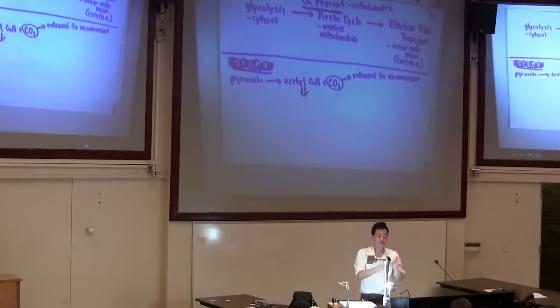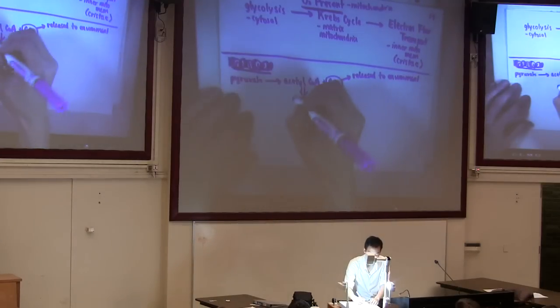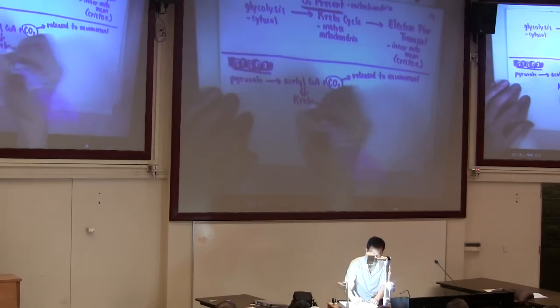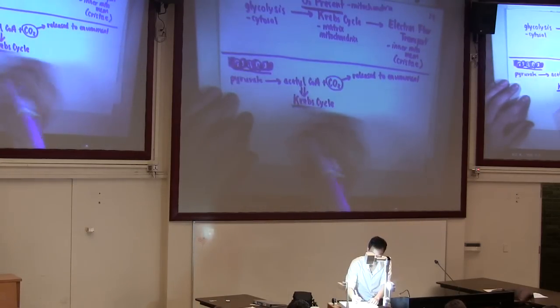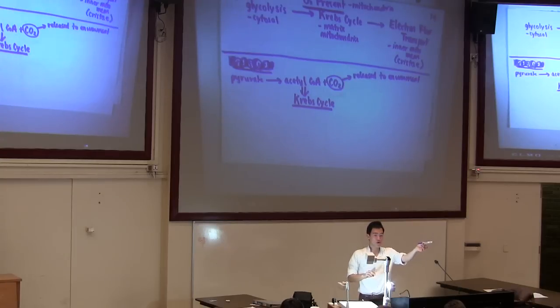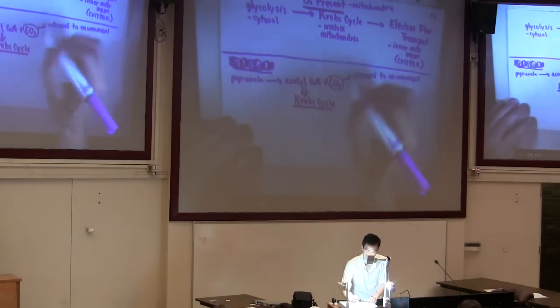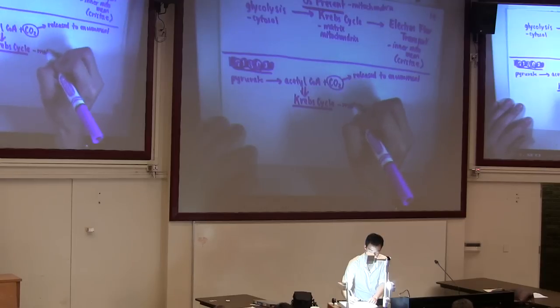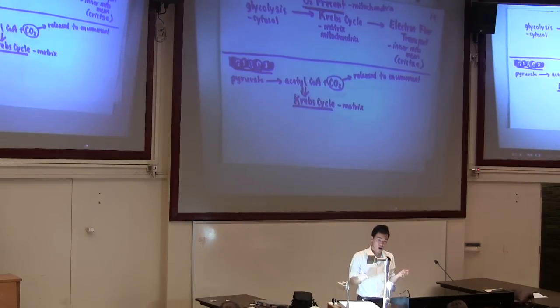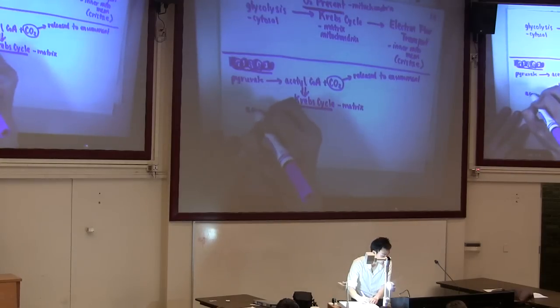Okay, so pyruvate is converted into acetyl-CoA and carbon dioxide. The carbon dioxide is released to the environment, and the acetyl-CoA can now enter the Krebs cycle. And this acetyl-CoA will move from the cytoplasm into the matrix of the mitochondria where the Krebs cycle occurs. So now the Krebs cycle starts with acetyl-CoA.